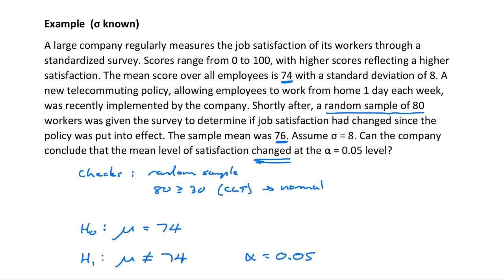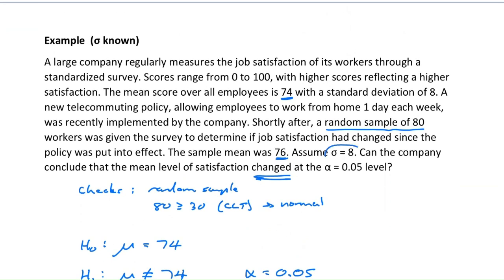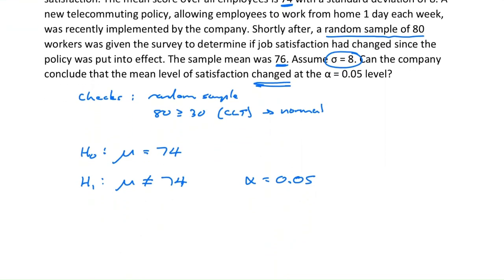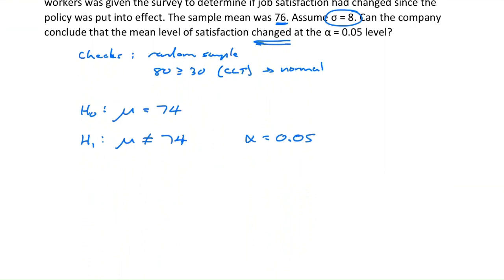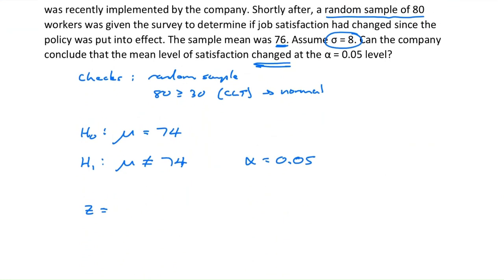All right, now again, because we know the standard deviation for the population, we're going to use Z. In the next example, we're going to flip that and assume that we don't know and you start to use T. But we'll use Z here. So again, Z is going to be the sample mean minus the 74 divided by the standard deviation of 8 divided by the square root of 80. And that gives us a Z of 2.24.